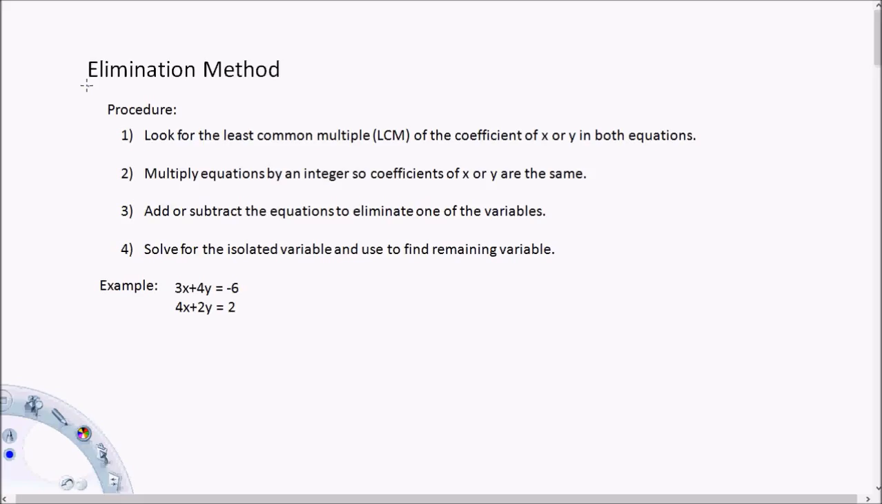In this video, we are going to use the elimination method to solve linear systems of equations. This is the procedure we generally want to follow to do the elimination method.